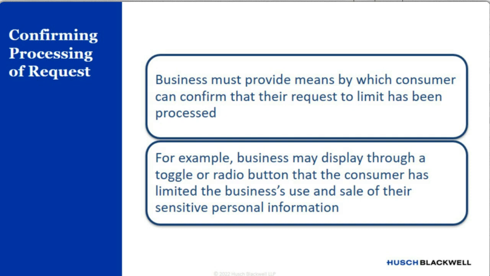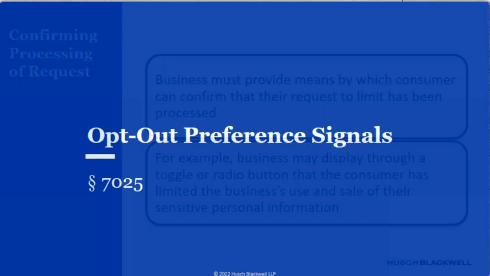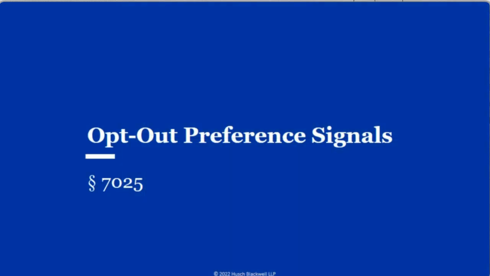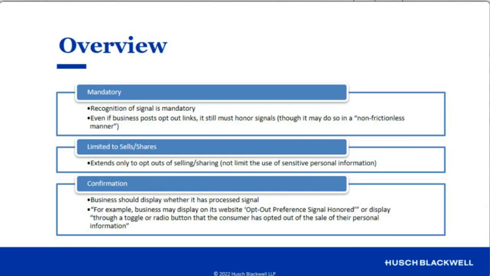And there is this suggestion of this day about using toggle radio buttons to tell people that you've processed their request. So again, more sort of noise in the system here, for lack of a better phrase. So opt-out preference signals, we teased it the entire time. We're getting to it in the last four minutes of our conversation, but this is sort of burying the lead here. They are making opt-out preference signals mandatory.